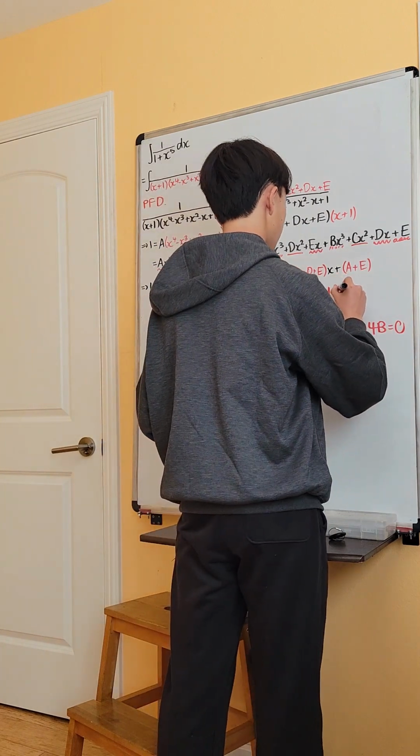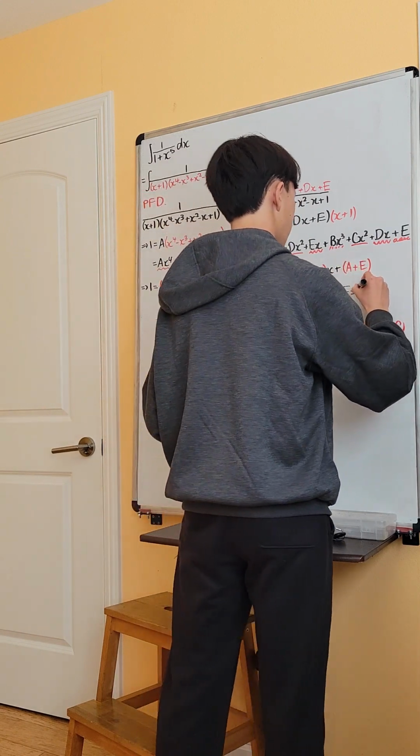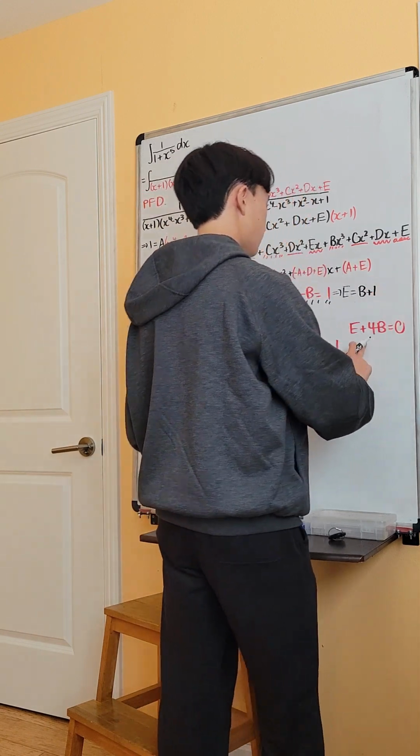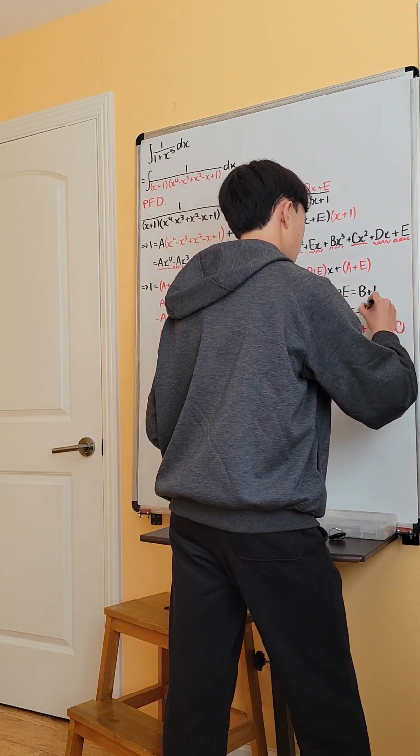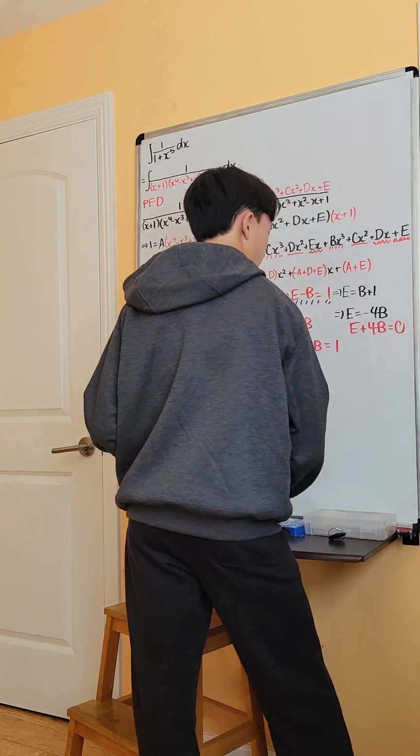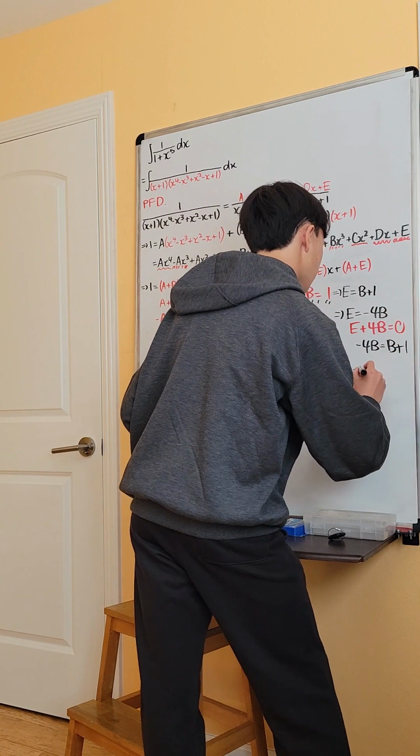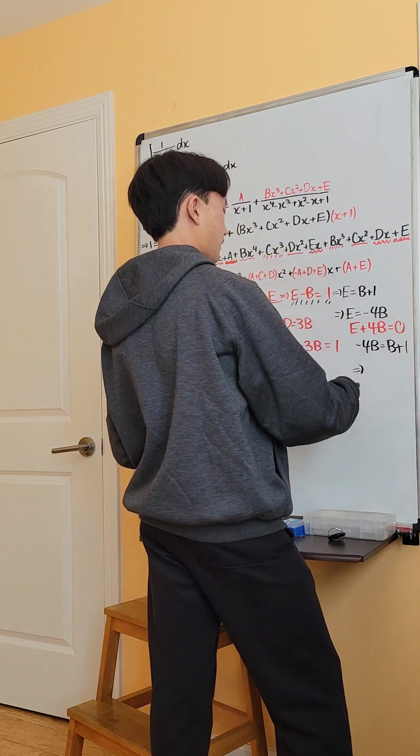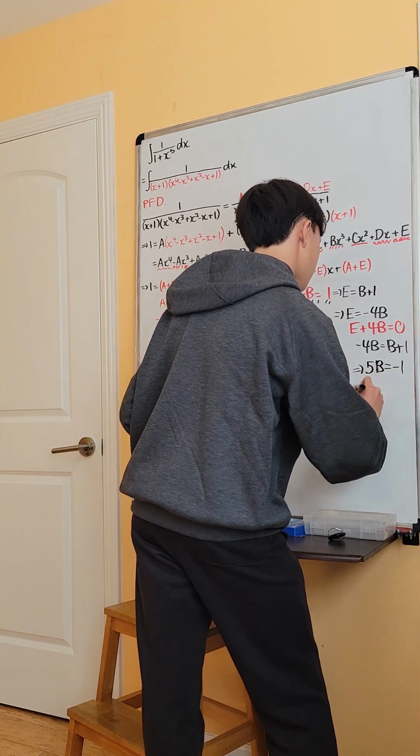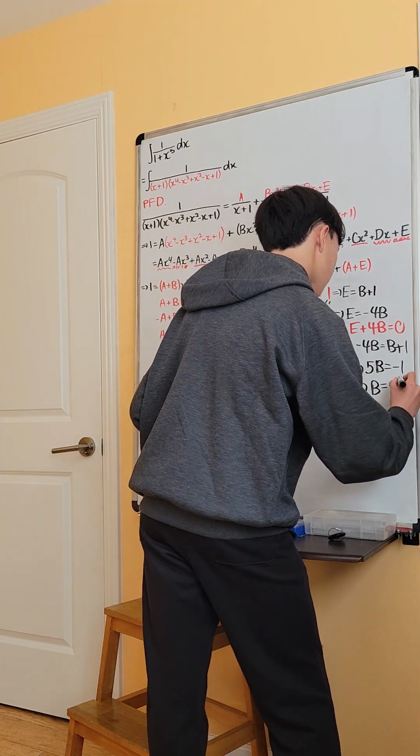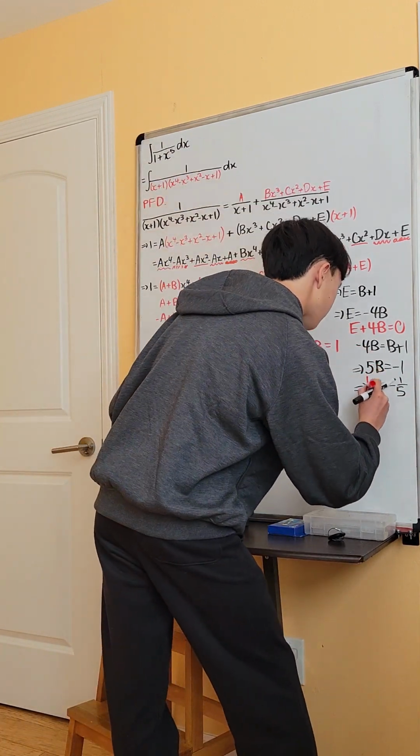So, in fact, E is equal to, if you add just B on both sides, you get B plus 1. And then here, if you subtract 4B on both sides, you get E is equal to negative 4B. Therefore, negative 4B is equal to B plus 1. Therefore, adding B on both sides and subtracting 1, 5B is equal to negative 1. Therefore, B is equal to negative 1 over 5. That is our first answer.